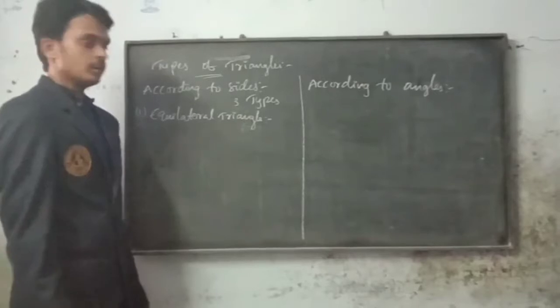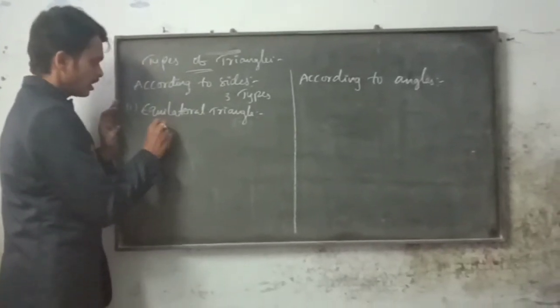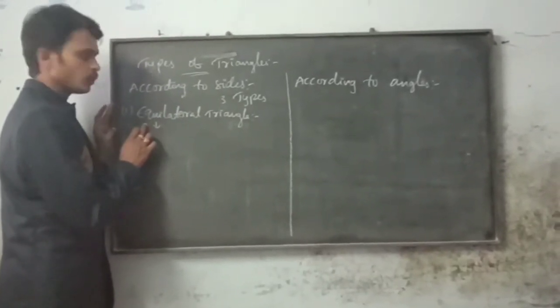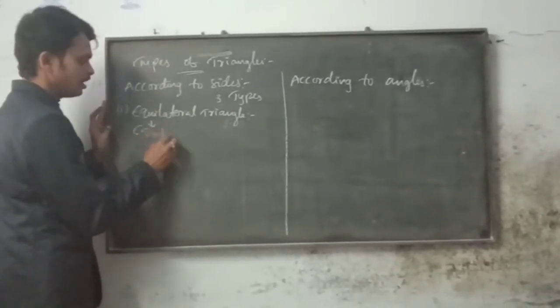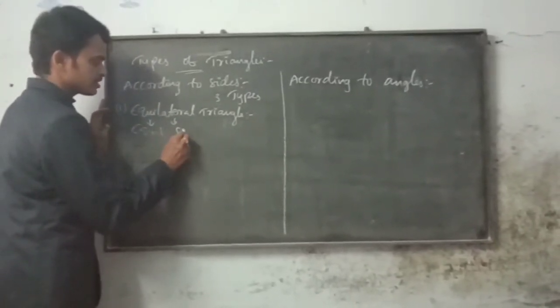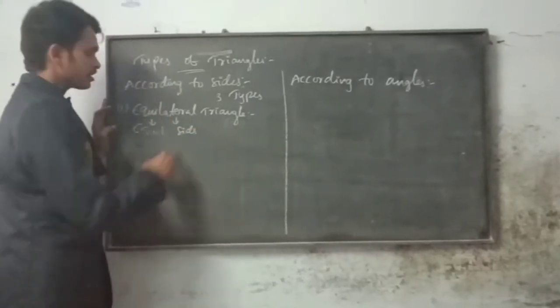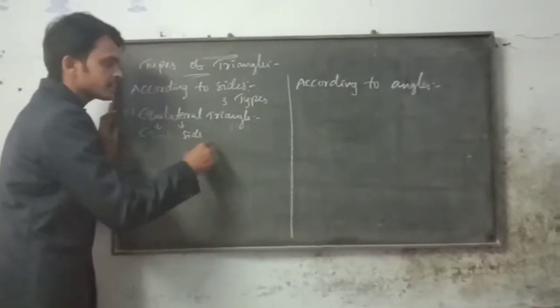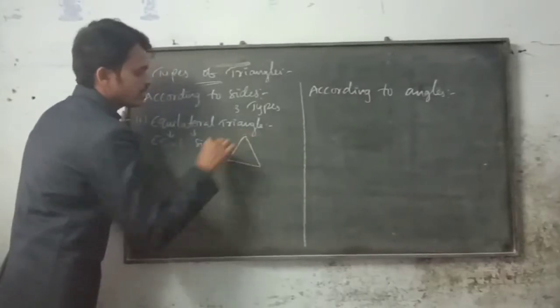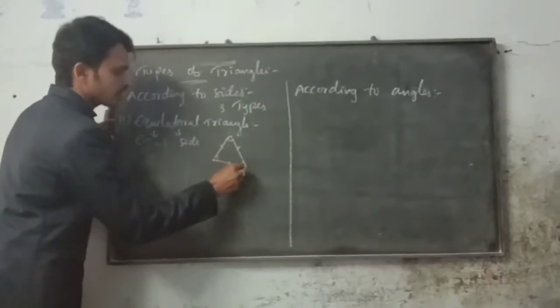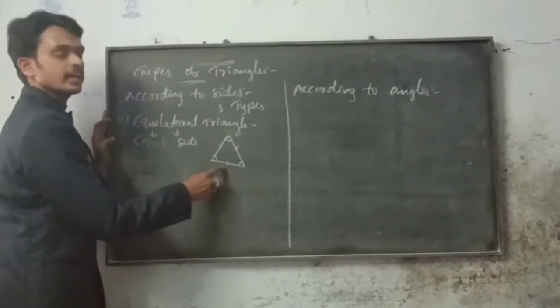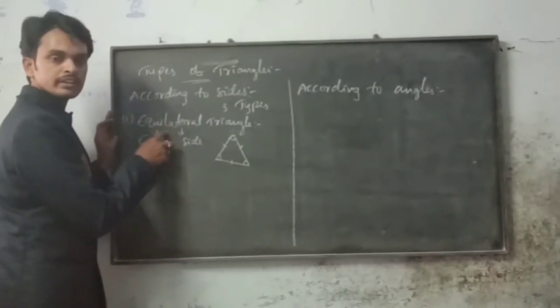Equilateral triangle. So here, equi means equal, and lateral means sides. In a triangle, if all sides and all angles are equal, then the triangle is said to be an equilateral triangle.